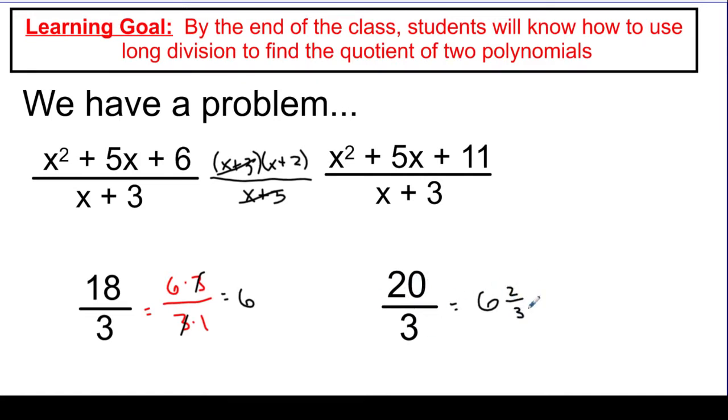That's the best that I can do with something that doesn't divide evenly, is to say there's a bunch of the 20 that I can divide evenly. In this case, 6 whole times I can divide the 3 into it, but I am going to have a little bit of a remainder.